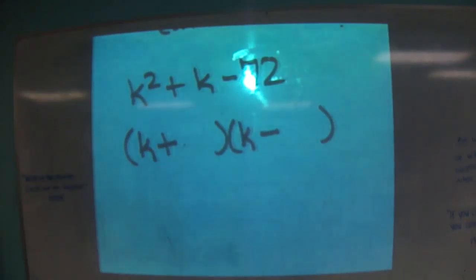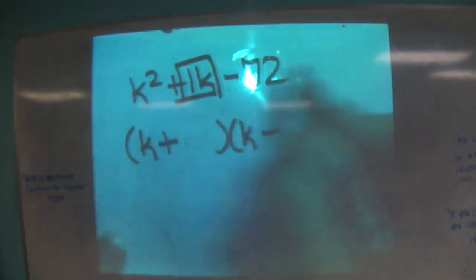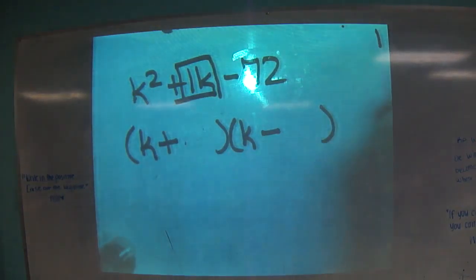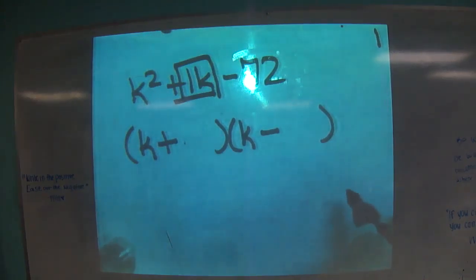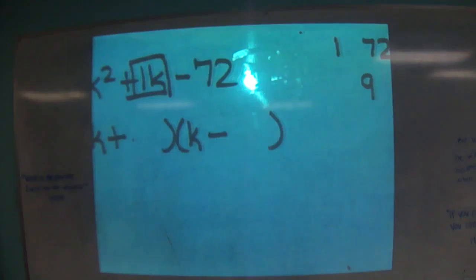The middle term is positive 1k. What are the multiples of 72? Well, we've got 1 and 72, 2 and 36. Are there any multiples of 72 you can think of that only have a difference of 1? 9 and 8. Okay, 9 and 8. And one would be positive and one would be negative.